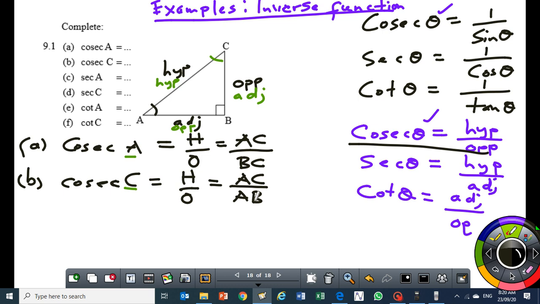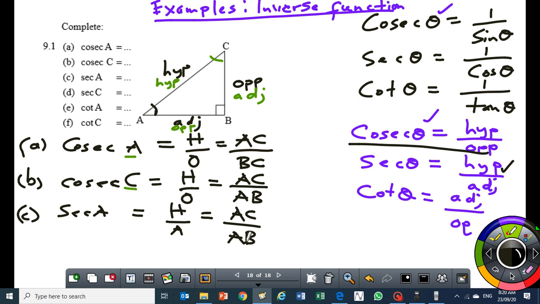Then the third one. The good thing is my triangle is now labeled, because it's mainly based on angle A and C. B is a right angle, so we don't use it. Then sec A. Our reference angle is now that. So sec A is the hypotenuse over the adjacent side, so it will be H over A. Our hypotenuse is AC. Our adjacent side is AB.